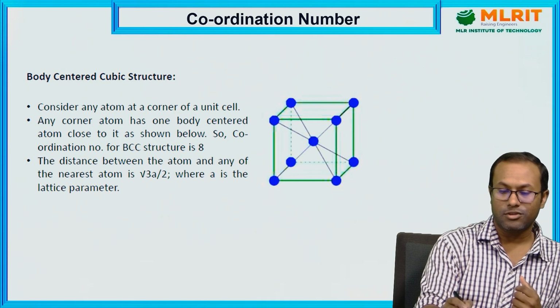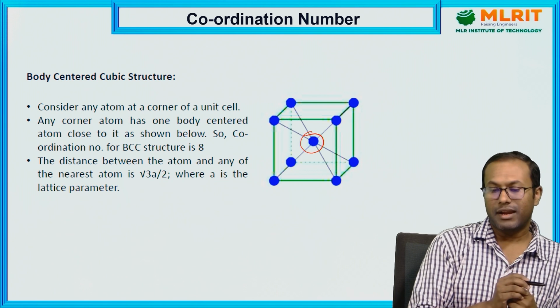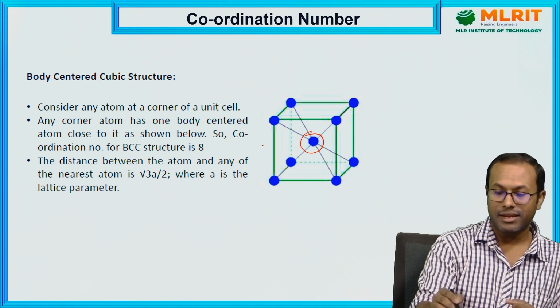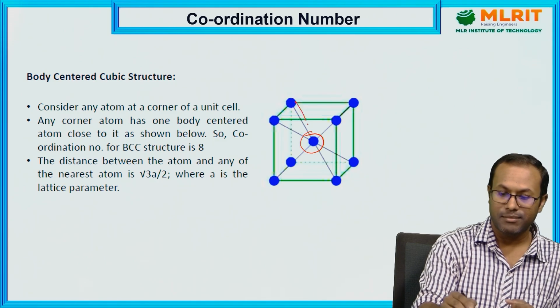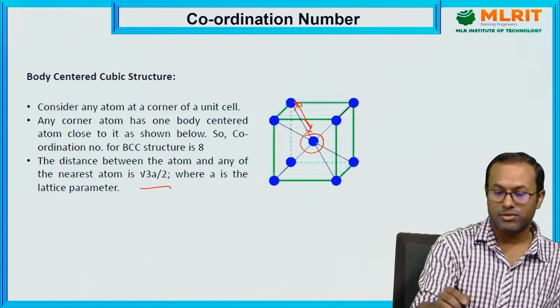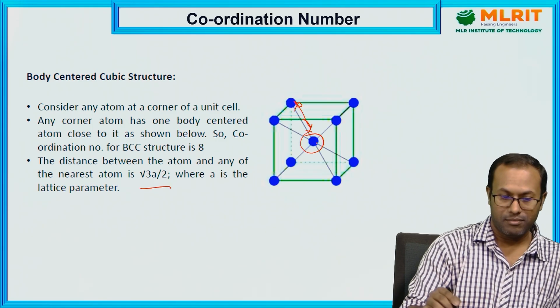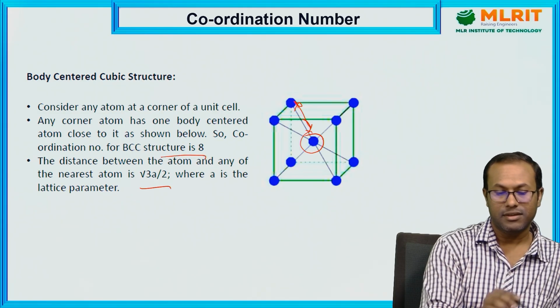Now come to the body centered cubic. This is a body centered cubic atom. From there, a total of 8 atoms are nearest neighbors, all at the same distance, and that distance is root 3 a by 2. So the coordination number for BCC is 8.